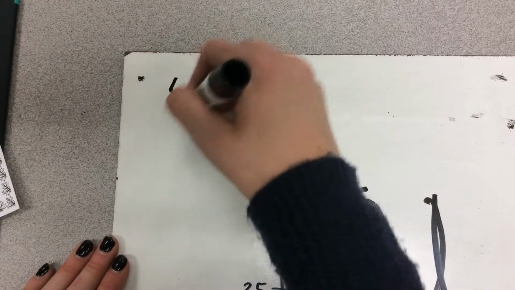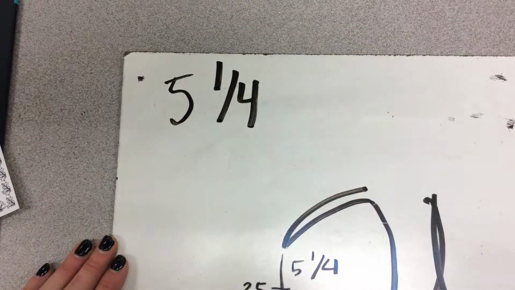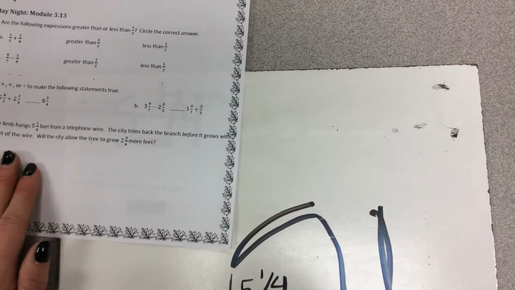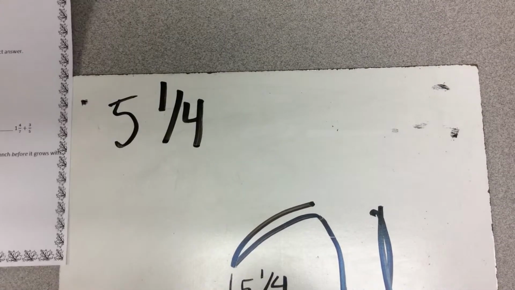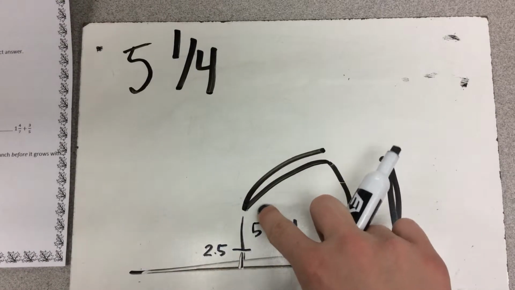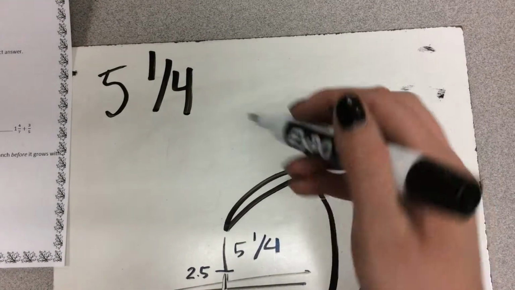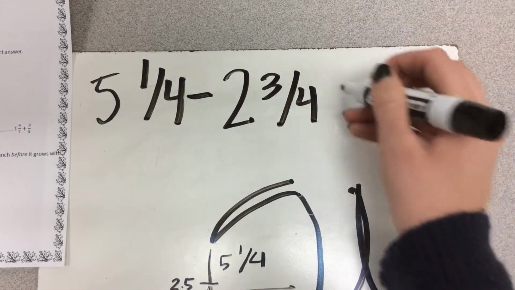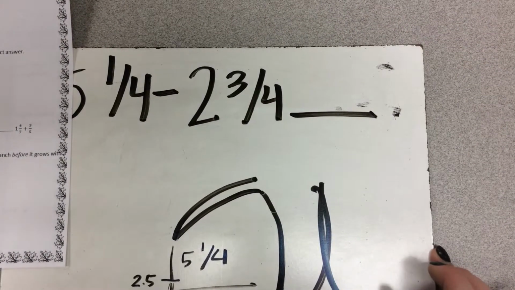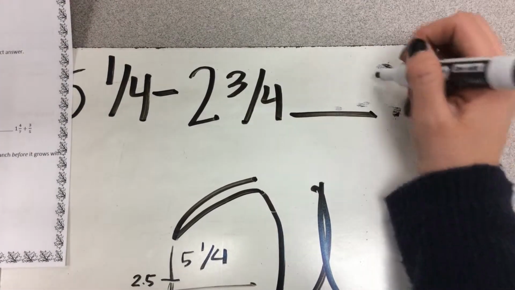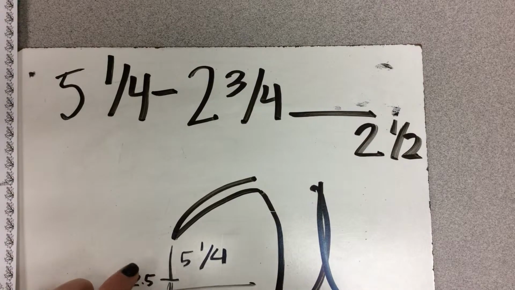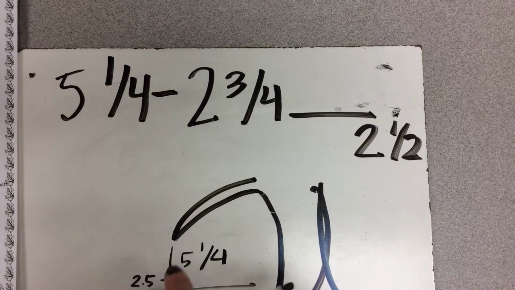So we know we're starting with a 5 1/4 distance. But we're asked, is it going to allow the tree to grow 2 3/4 more? If we grow 2 3/4 more, our distance is getting smaller. So we've got to subtract 2 3/4. And we've got to see if that is greater than, less than, or equal to 2.5. Because if it's greater than 2.5, well, let's see, if it gets within 2.5, they're going to cut it, right?